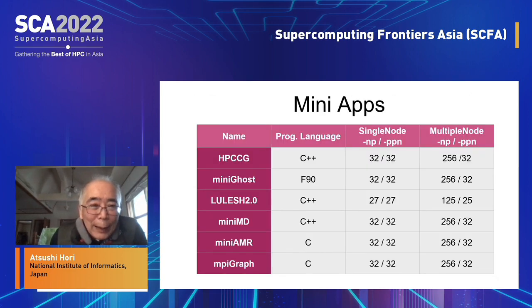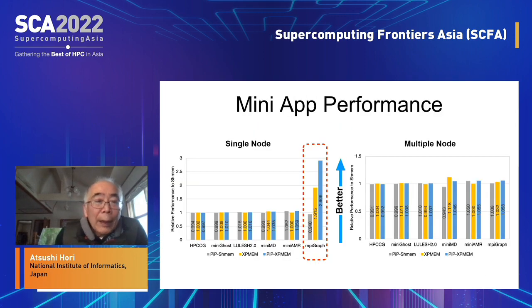Okay, I also ran some mini apps: HPCCG, miniGhost, LULESH 2.0, miniMD, miniAMR, and MPI graph. Here are the results. The left-hand graph shows the performance relative to shmem running on a single node, and the right graph is the same but running on multiple nodes. As you can see on the left-hand side, PIP XPMEM performs better than shared memory XPMEM, almost 1.5 times better, roughly speaking.